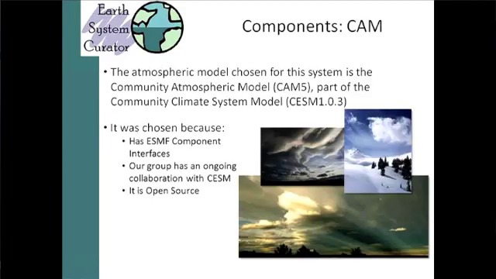The atmospheric part of the system, the climate model, we're using is CAM, which is the Community Atmospheric Model, and it's integrated as part of the Community Earth System Model. It's CESM now. Now we chose CAM because it is also open source, and it already has ESMF integrated with CESM. So those components were already existing. And the ESMF team has a very close and ongoing working relationship with the CESM team. So that helped facilitate that effort.